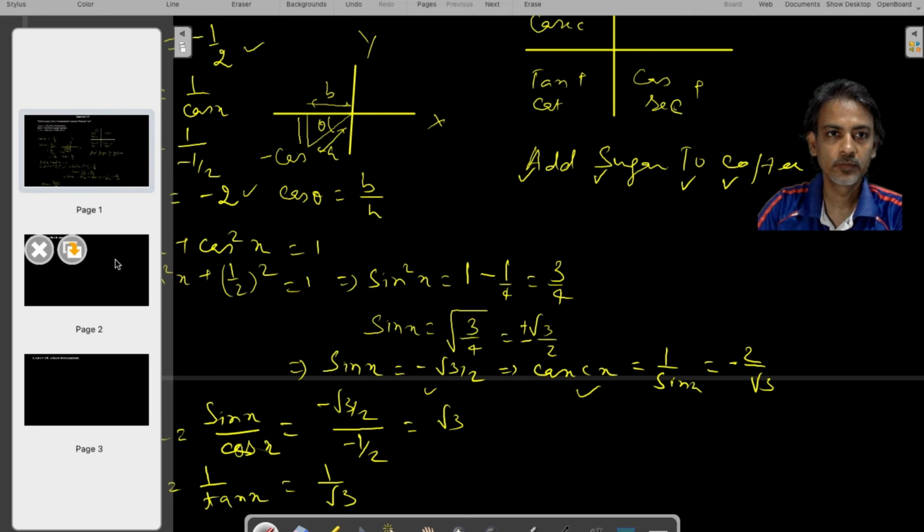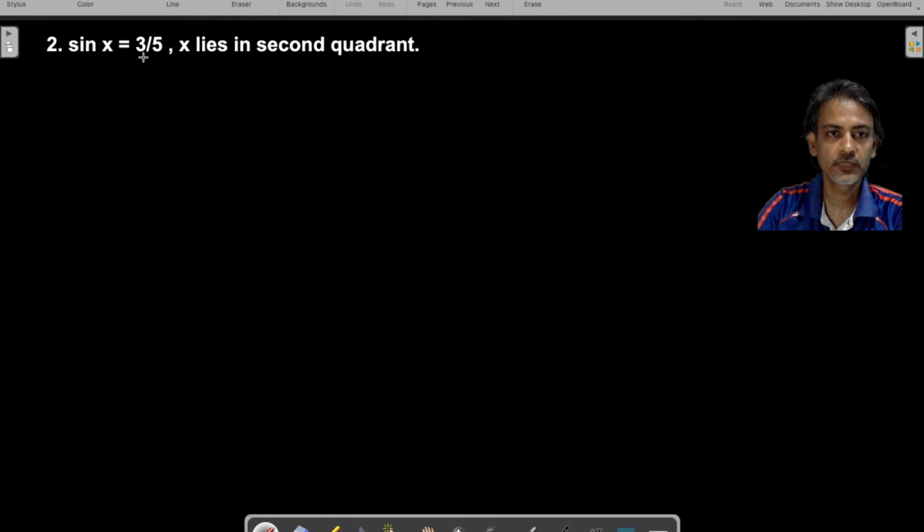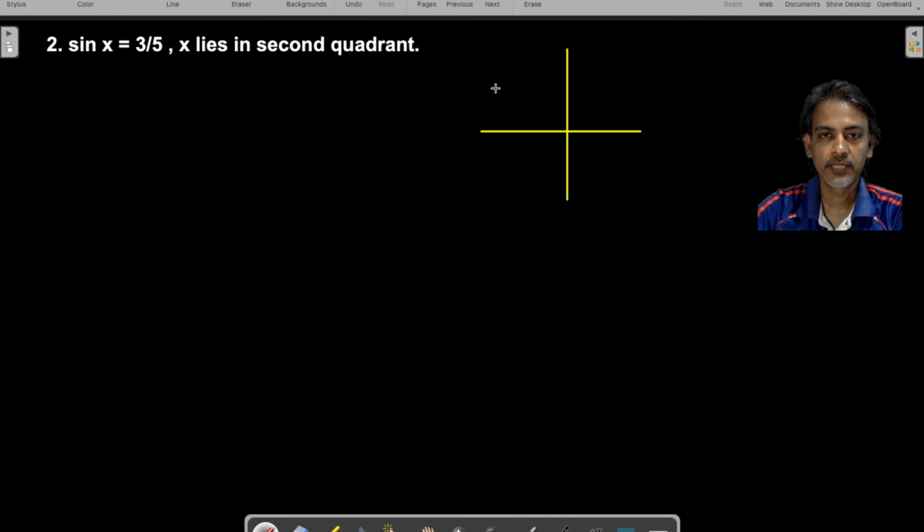Our next problem is this one. Here it is saying sin x equals 3 by 5 and x lies in the second quadrant. Again, just to reiterate the point, if you have this quadrant, it's here, it's saying the second quadrant. In the second quadrant we know sin theta is positive, right? So now sin x equals 3 by 5.